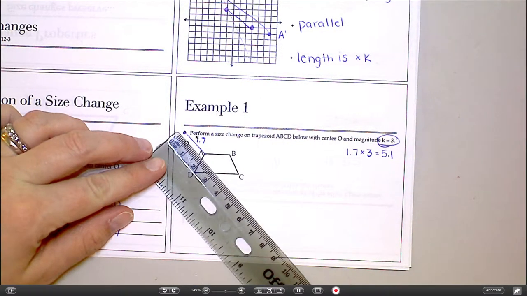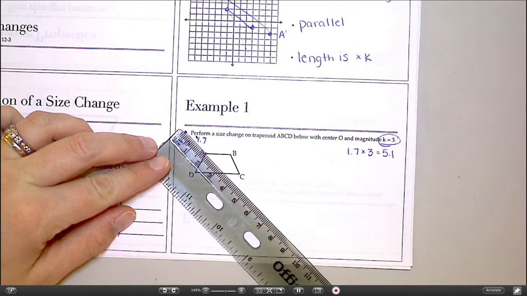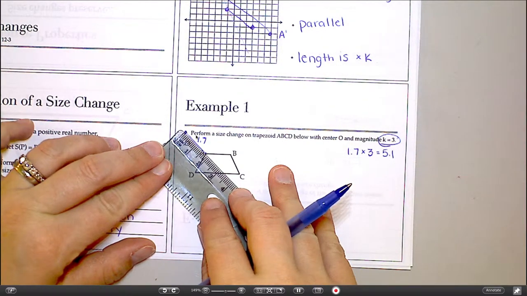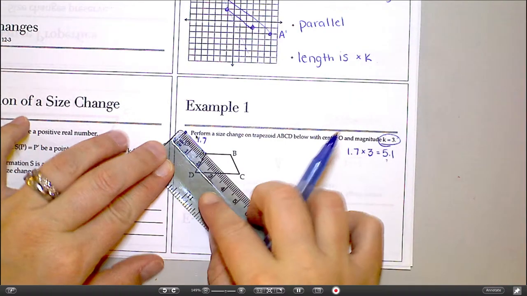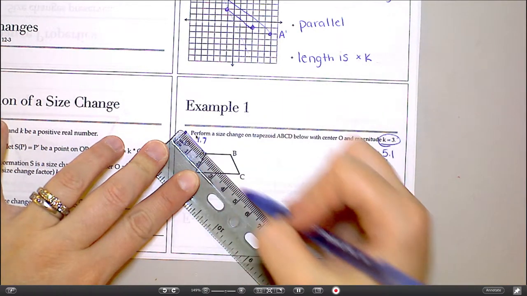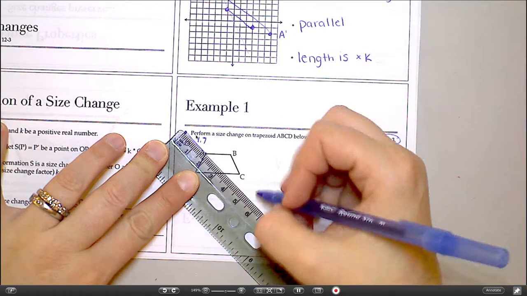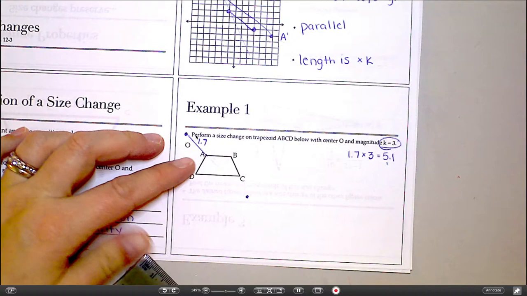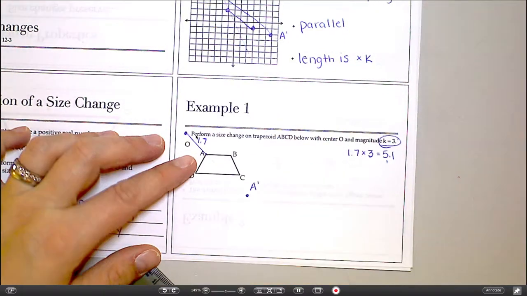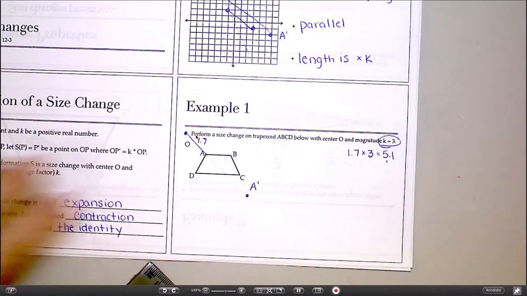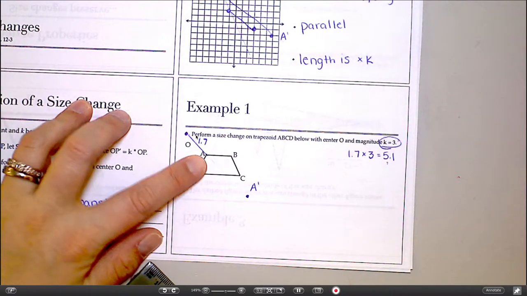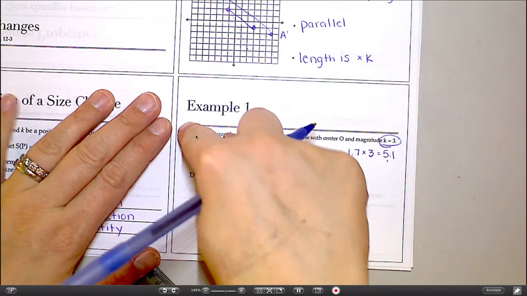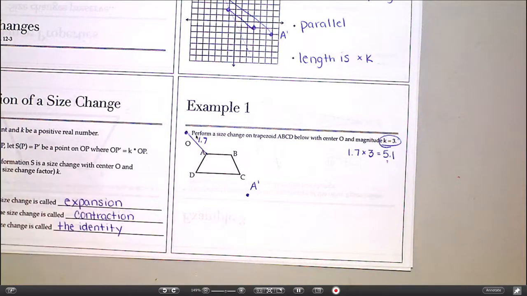I'm going to line my ruler back up with O and A. So I'm going to go back along that same line between O and A. But this time I'm going to measure out 5.1 centimeters. So really I'm shifting point A this way. Okay, so I'm going to go to 5.1, put a dot, and that's going to be my A prime. Does that make sense? So I measured the distance between the center and the original point. I multiplied that distance by the magnitude, and then I went that same distance in that same direction.